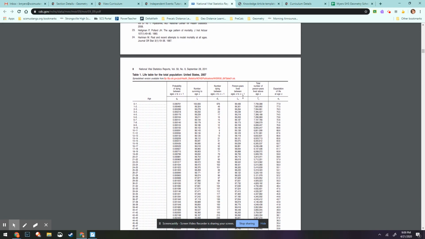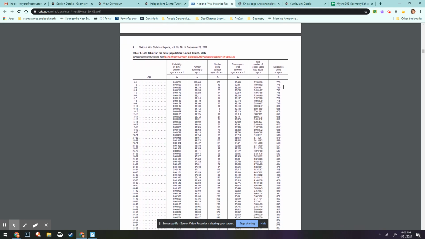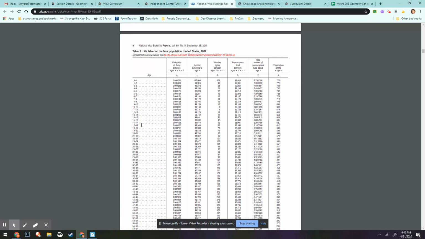So this is a life table, and it has all kinds of information on here. The first column is the age, so between 0 and 1, 1 and 2, and so on. And it gives the probability of dying if you're between 0 and 1, and then 1 and 2. This is the number surviving to age X. The tables start with 100,000, and if you look here, 99,324 people survive to age 1. Number dying between that, so that means there's 46 people dying between ages 1 and 2.